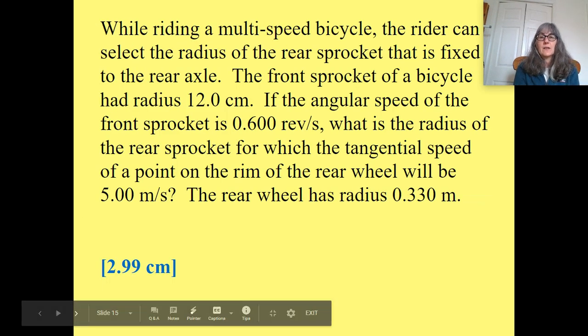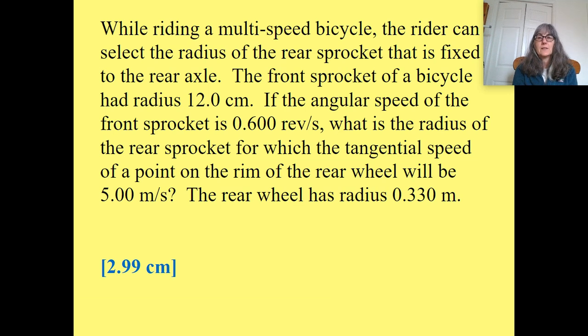In this problem, you have a multi-speed bicycle. The rider can select the radius of the rear sprocket that's fixed to the rear axle. The front sprocket of the bicycle has a radius of 12 centimeters. We want to keep the angular speed of the front sprocket at 0.6 revolutions per second. What is the radius of the rear sprocket for which the tangential speed of a point on the rim of the rear wheel will be 5 meters per second?